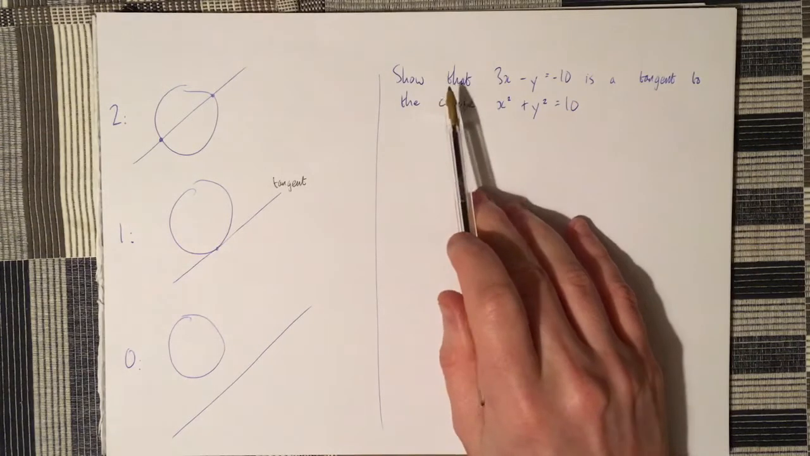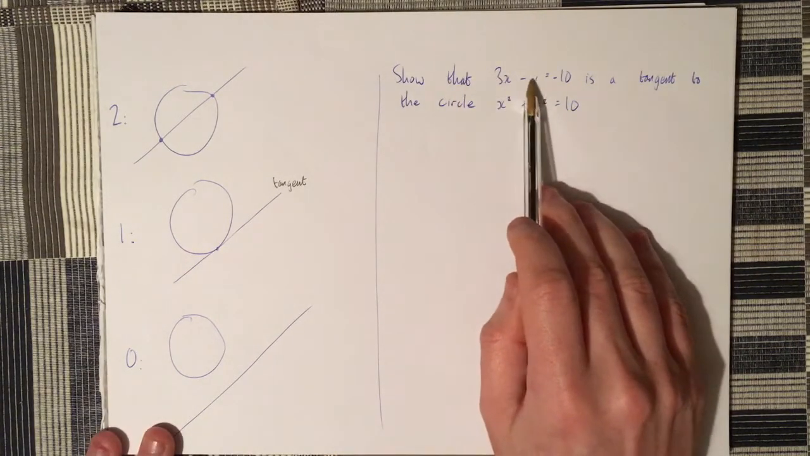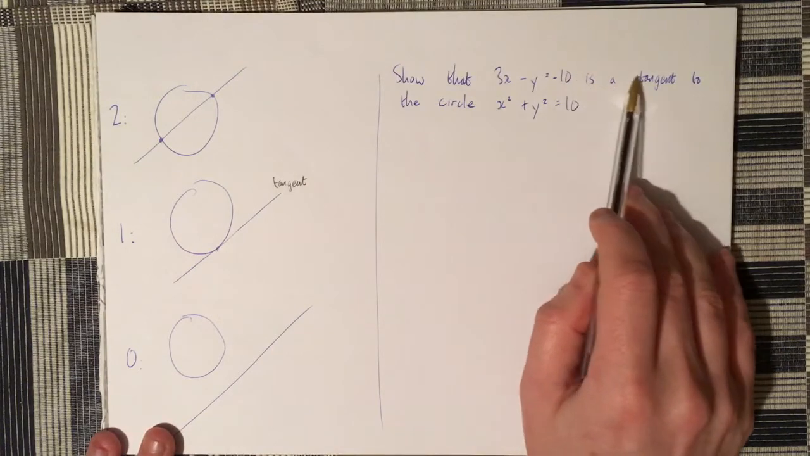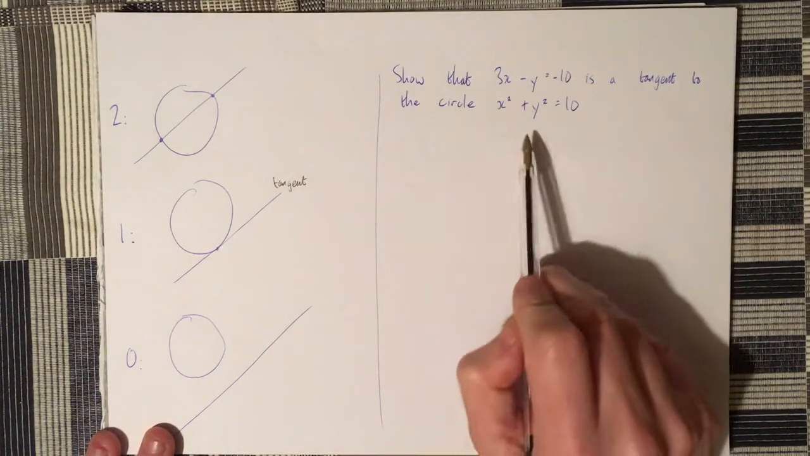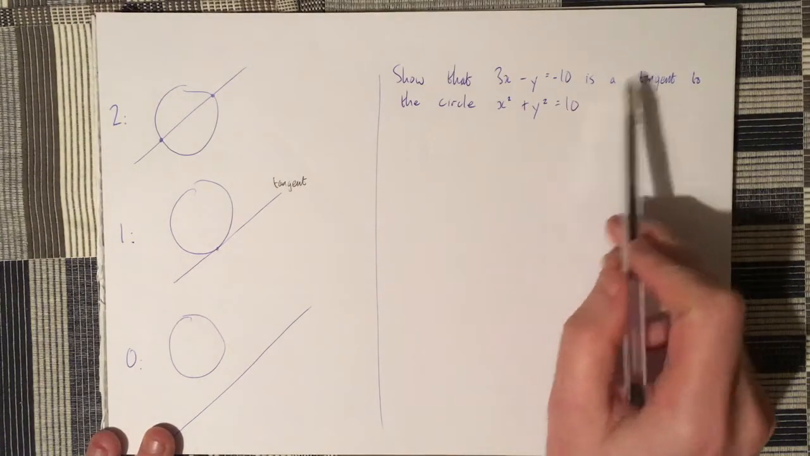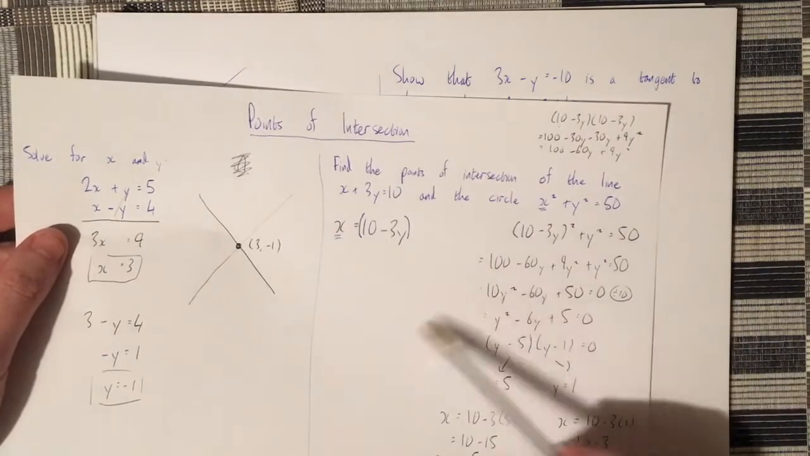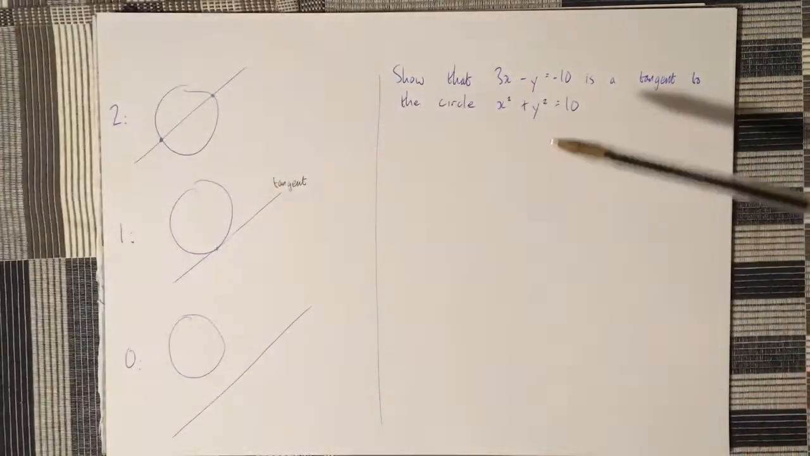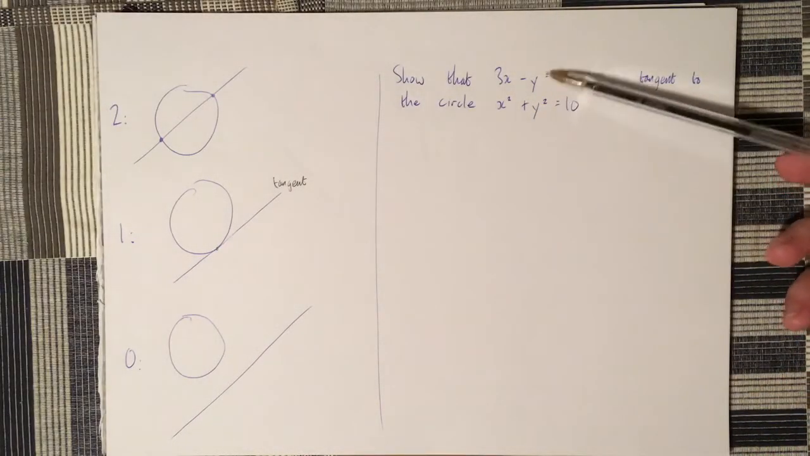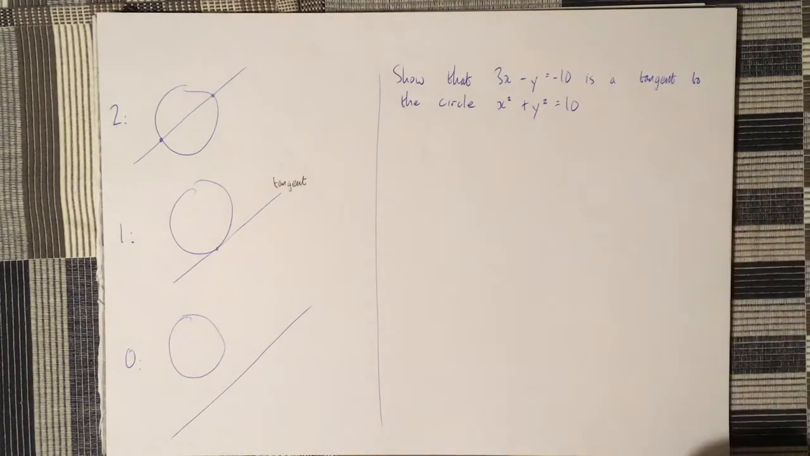The question is asked slightly differently here. Show that 3x minus y equals minus 10 is a tangent to the circle x squared plus y squared equals 10. So to show it's a tangent, I'm going to do exactly what I did here. I'm going to find the 1 point of intersection between them. When I solve this and get my quadratic, I'm only going to get one solution, and that shows it's a tangent.